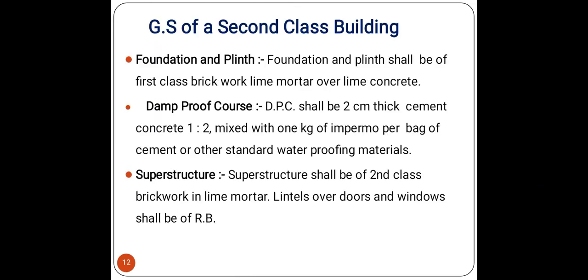Similarly, these are the general specifications for a second class building. For a second class building, the foundation and plinth shall be of first class brickwork, lime mortar over lime concrete, and the DPC shall be 2 centimeter thick cement concrete 1:2 mixed with 1 kg of impermo per bag of cement and other standard waterproofing materials. For the superstructure, it shall be of second class brickwork in lime mortar, lintels over doors and windows shall be of RB.